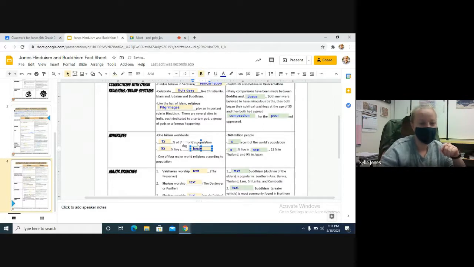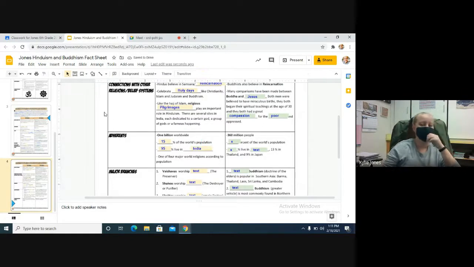It's not supposed to add up to 100. 95% of that 15% live in India. So it's 15% of the world's population that are Hindu. Out of the people that are Hindu, 95% of them live in India. That one makes sense.